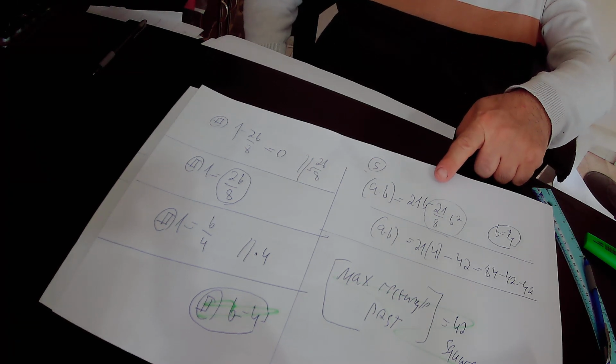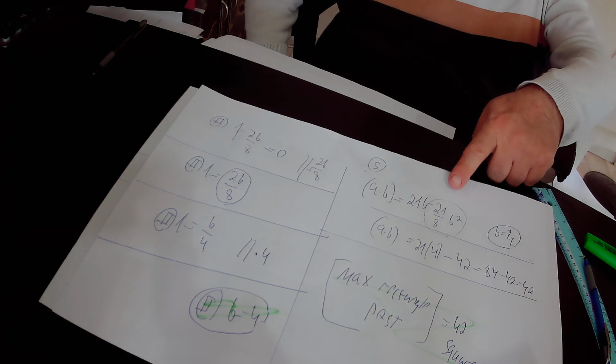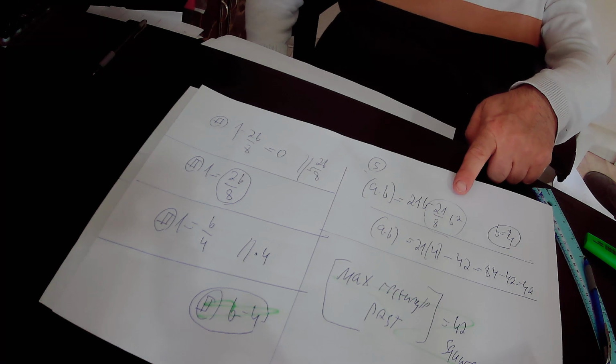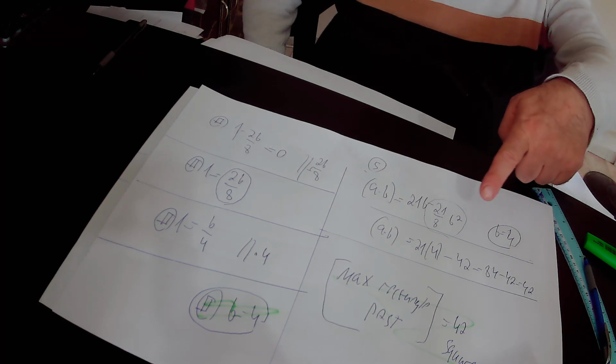And we found out that the maximum area, that is a times b, equals 21 times b. b is 4, so it is 21 times 4. And here we have minus 21 over 8 times b squared. b is 4, therefore b squared is 4 squared, that is 16.